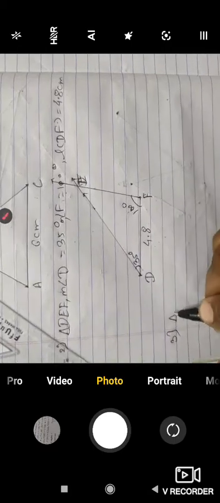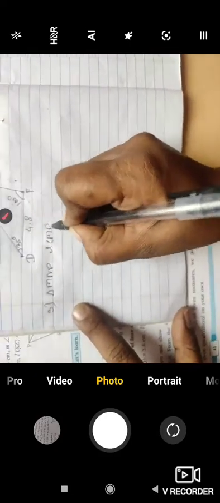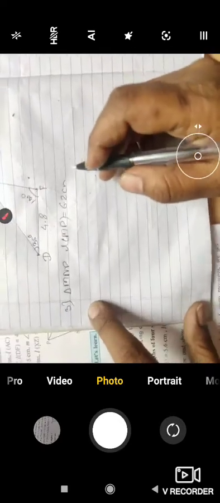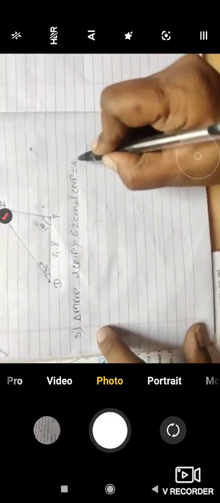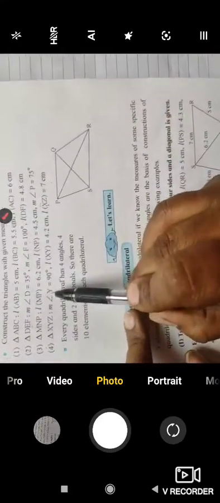Now the third construction is we have to draw triangle MNP, where the length of MP is equal to 6.2 centimeter, length of NP is equal to 4.5 centimeter, and the measure of angle P is equal to 75 degrees. We are solving the third question now.